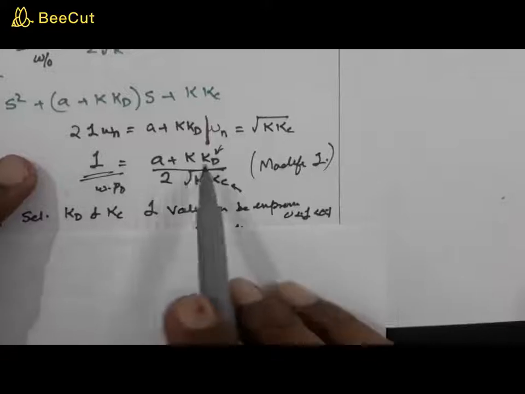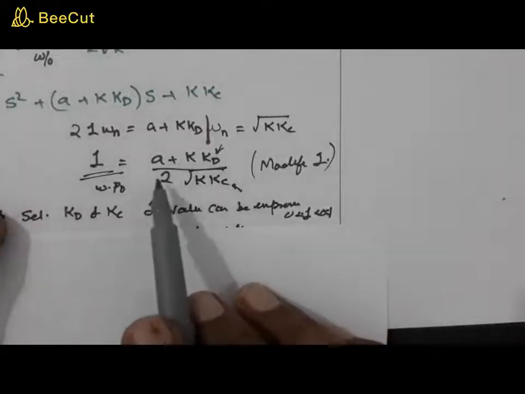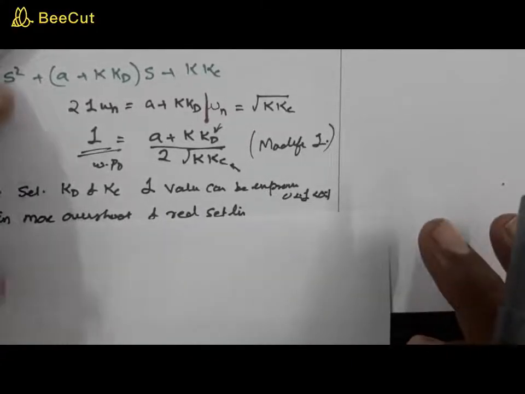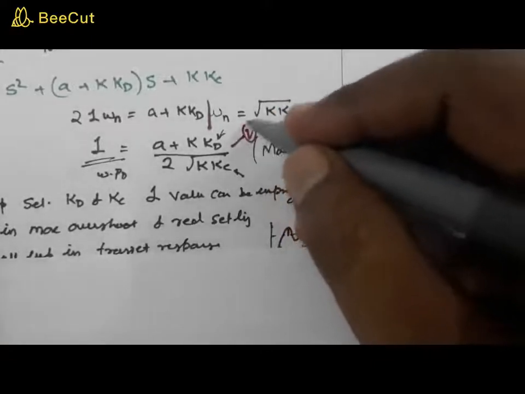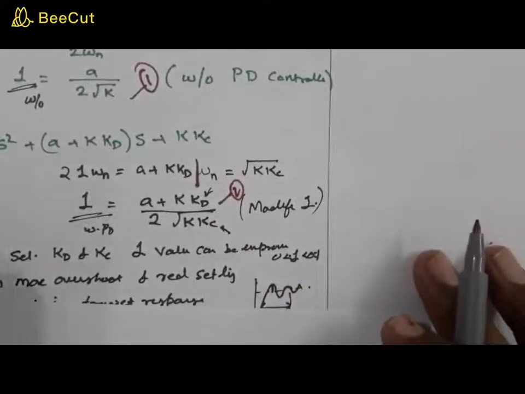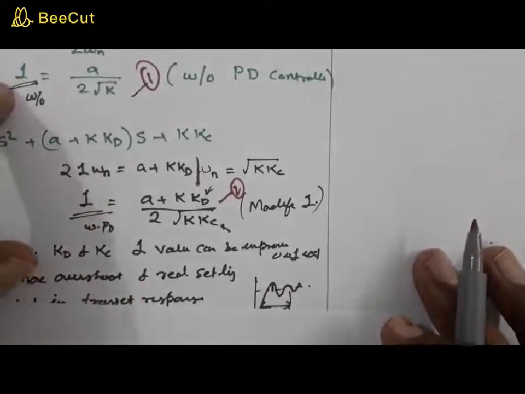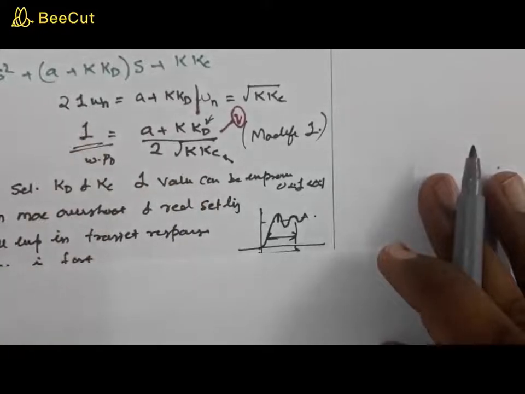From this you will be able to get the zeta value to be (A plus K Kd) divided by 2 into root of K into Kc. So you can see that, in comparison, call this as 1 and this as 2. So 1 and 2 both are the equation for zeta. The 1 is actually the equation for zeta without PD control, while 2 is the equation with PD control.